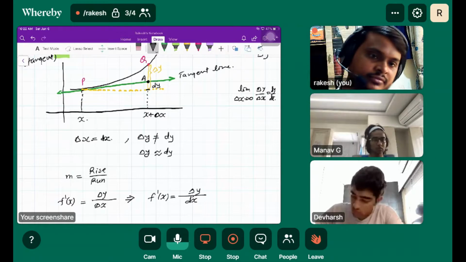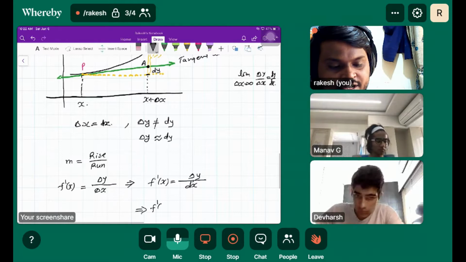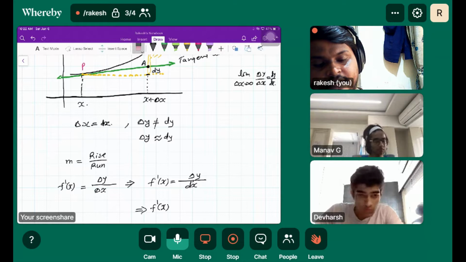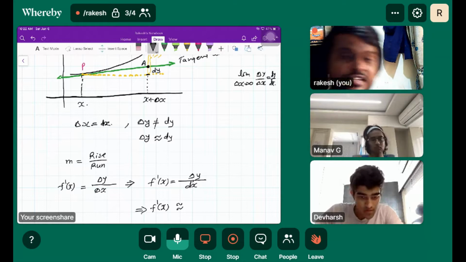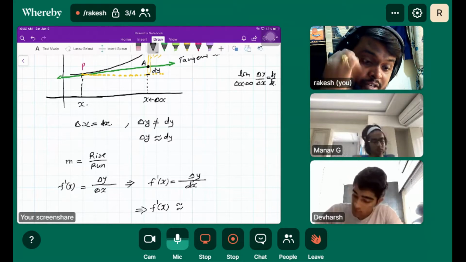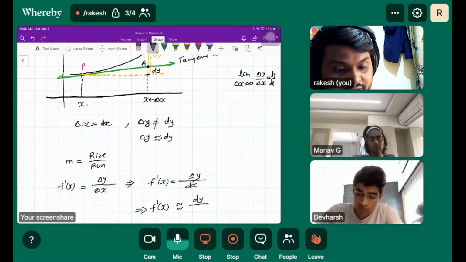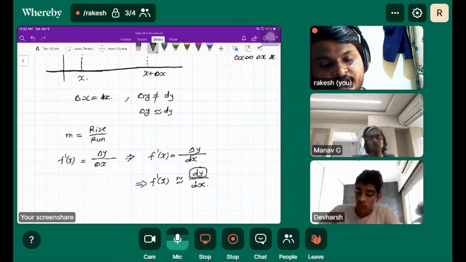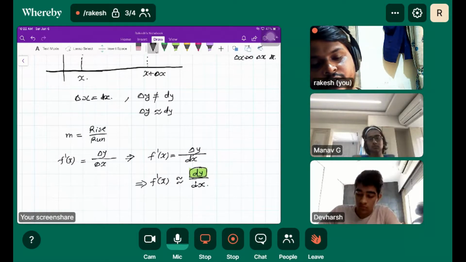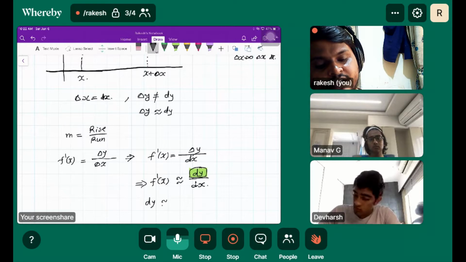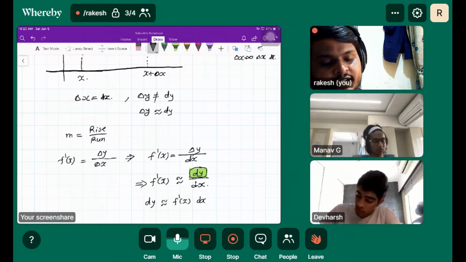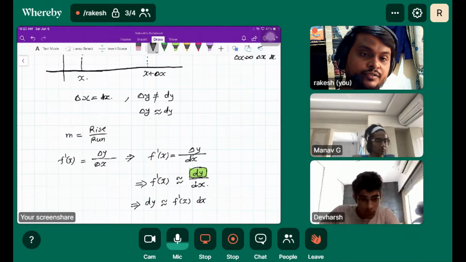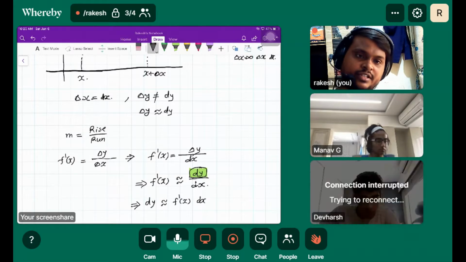del y upon dx, right? And then you can replace the delta y. Since you are replacing delta y by dy, you have to change this sign, because this is going to be an approximate value of delta y. So this is the differential dy. So what would dy be? dy is approximately equal to f dash x dx. Now you will understand why we have been doing this.